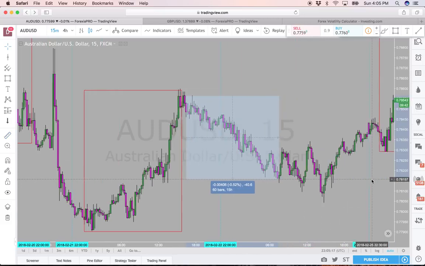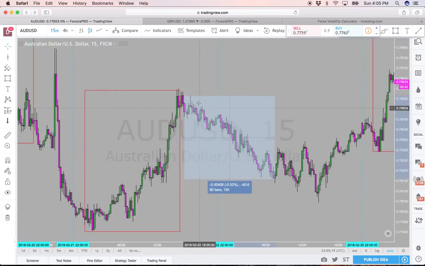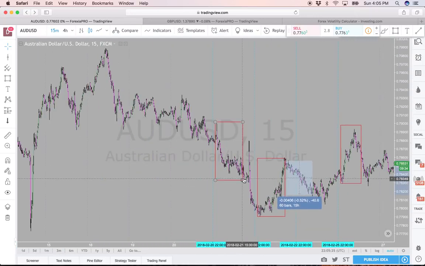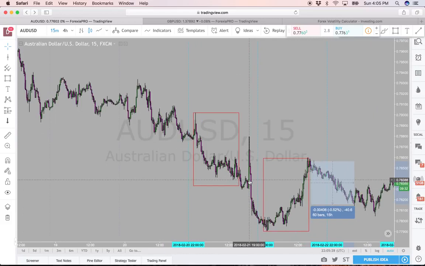Now that was an easy 40 pips if you took it all the way down to 40 plus pips, if you took that retracement all the way down. So like I said, this is just training wheels, you guys. This isn't an all-around strategy, but let's keep going.